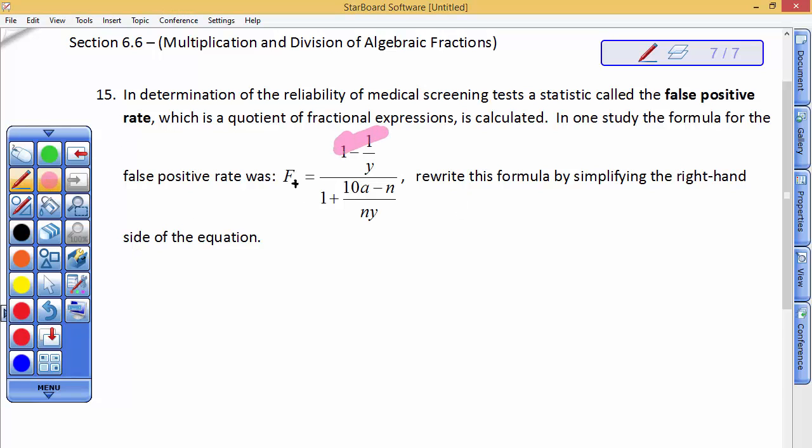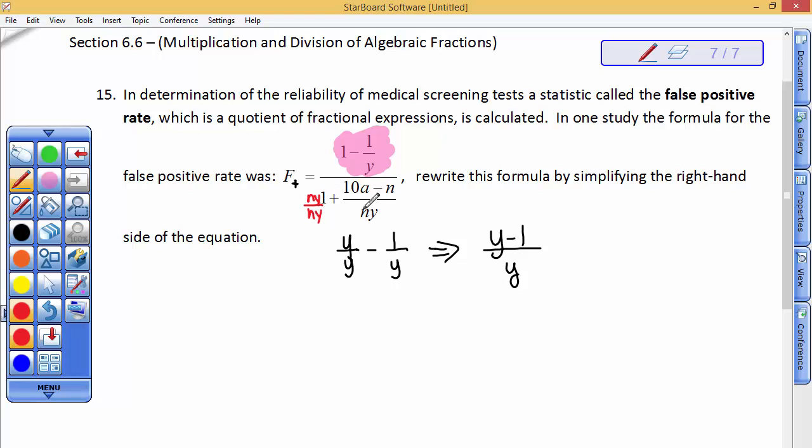So I'm going to first work with this numerator first, and I'm going to notice that this has got a denominator of y. So I'm going to write this 1 right there as y over y, because that is 1. And then there's the fraction right behind it of 1 over y. And so the numerator is going to become y minus 1 over y. And I've taken care of this right here. You see this 1 right here? I'm going to make that ny over ny, because that is 1.